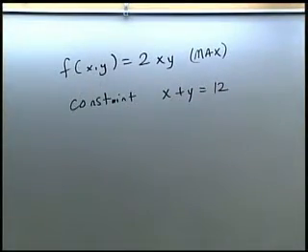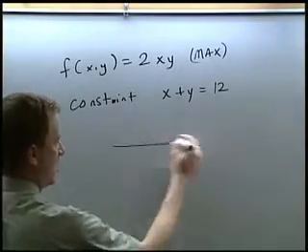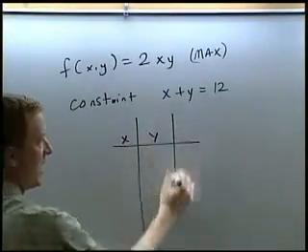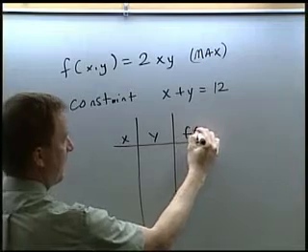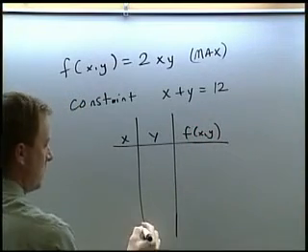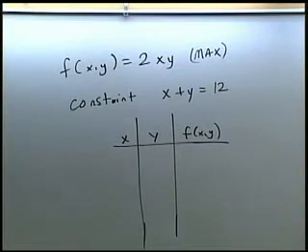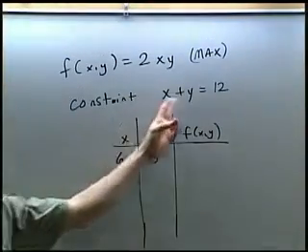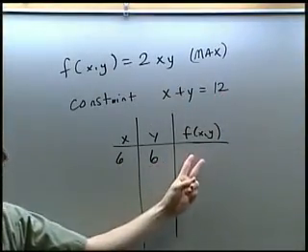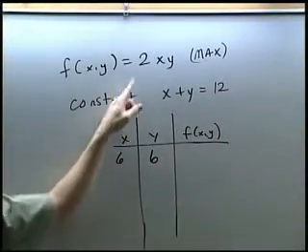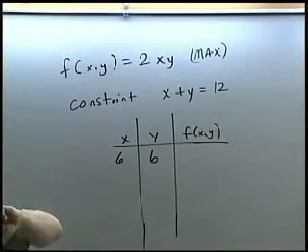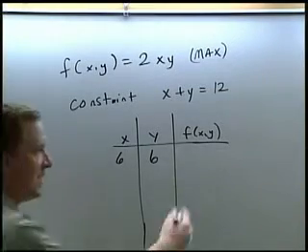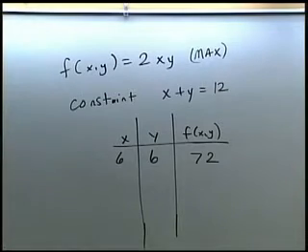So let's just start picking some examples and looking at this. Okay? So I'm going to make a little table. I've got x, y, and then I've got f over here. Okay? All right, what are some possible combinations of numbers that add up to 12? Well, just give me one of them and let's try it. 6 and 6. Okay, so we'll start with 6 and 6. Definitely it satisfies the constraint. Now I just need to figure out, well, what's the value of the function f? So if I take 2 times 6 times 6, 36, 36 times 2 would be 72. All right, so I get a value of 72.